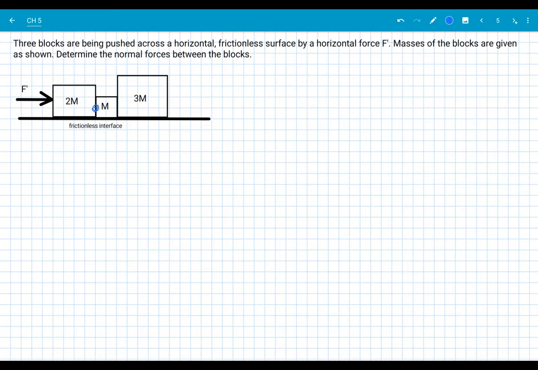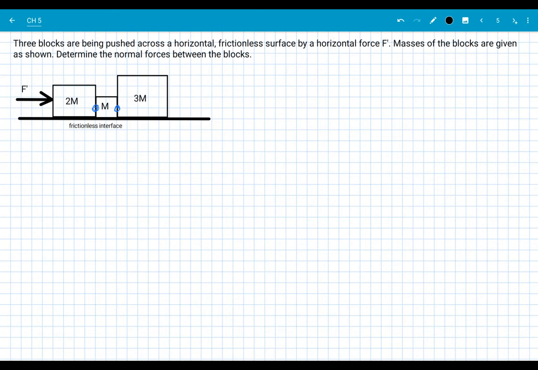So I have contact between the 2M and M block right there to the left of the M block, and then contact between the M and 3M block as well. So what this question is asking us is to determine what the forces are at those interfaces. So we start, as always, by drawing our free body diagrams.